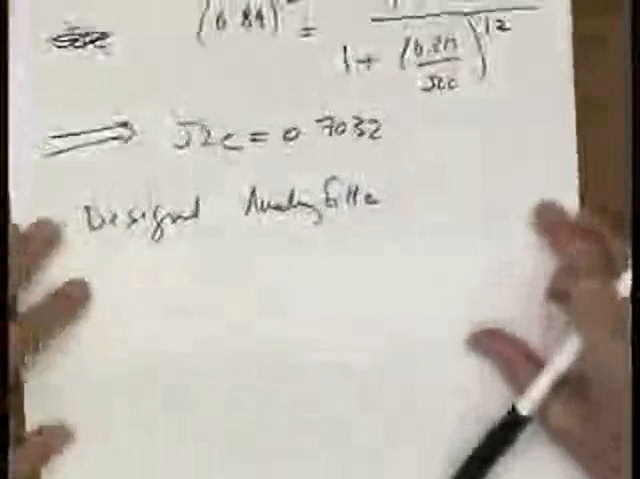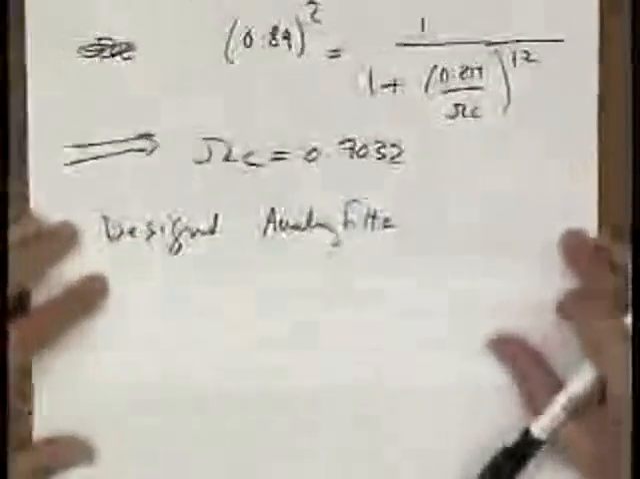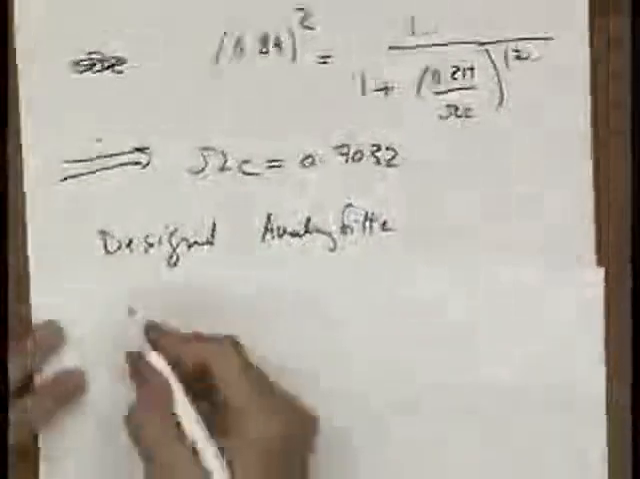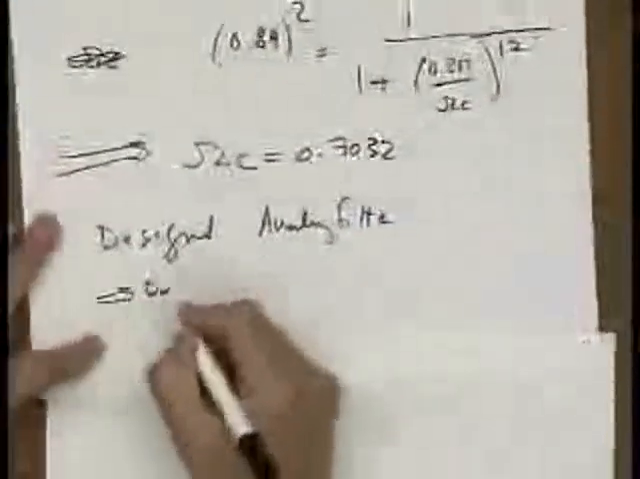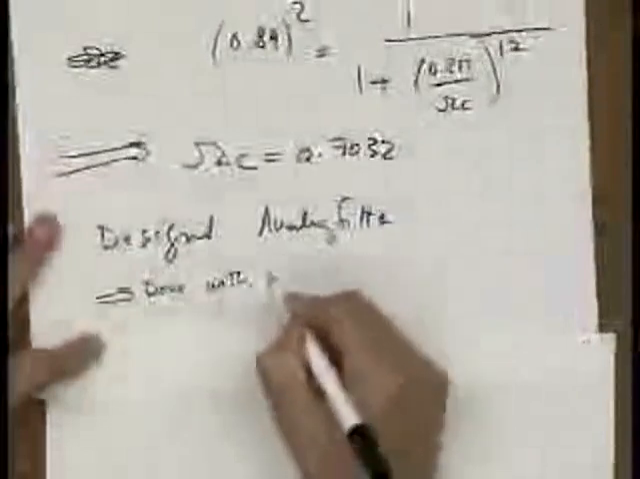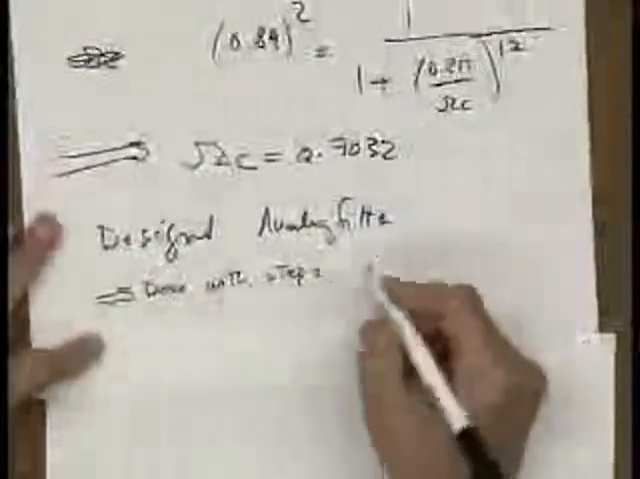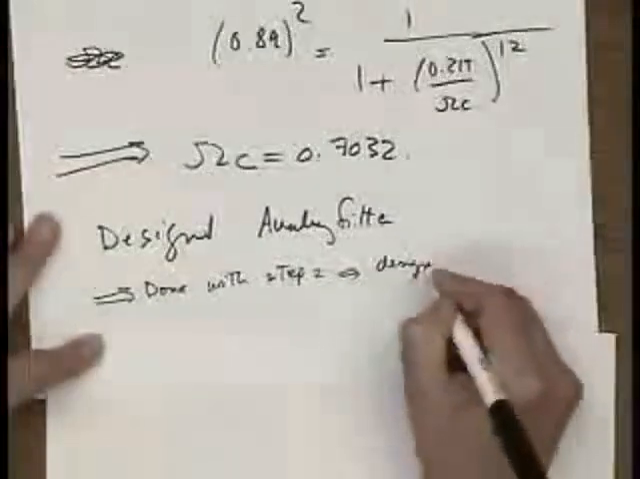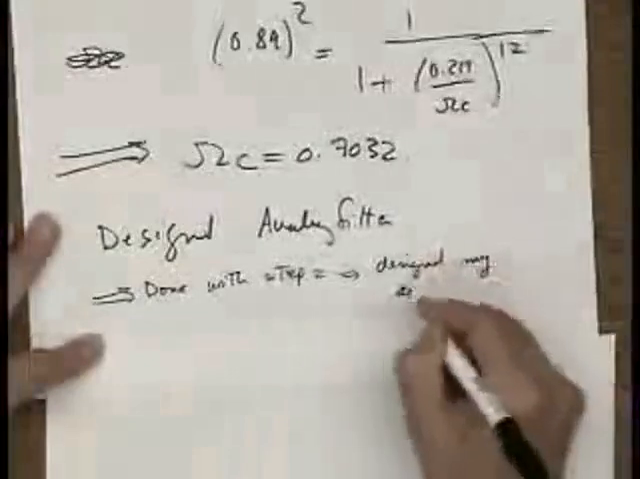So this is the end of last time's lecture, and this is going to be the beginning of today's lecture. So now that I computed this new value of omega c, I'm done. Essentially, I'm done with step 2, which is design my analog filter. So done with step 2, i.e., I've designed now my analog filter.